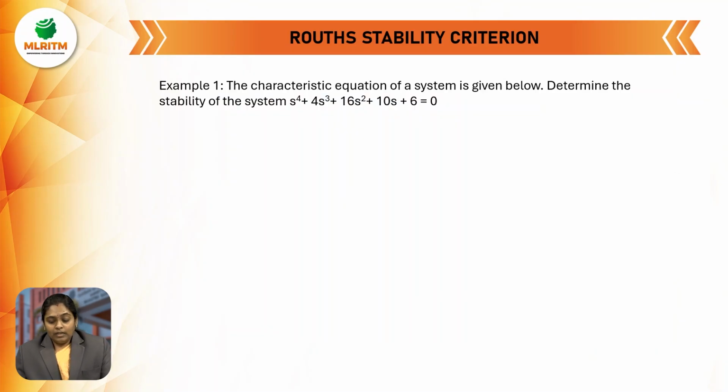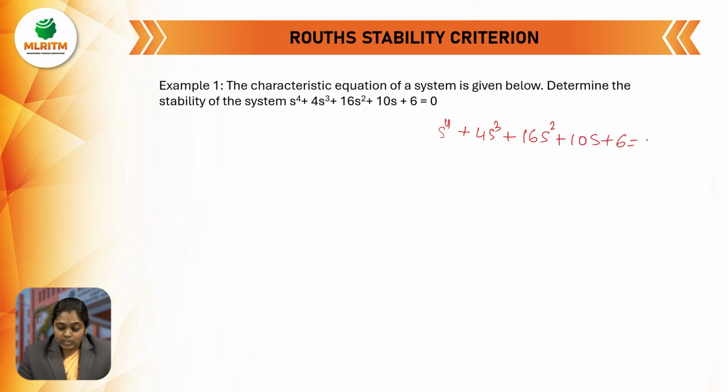So let me take an example, the characteristic equation. In this case, directly in the question itself, they have given the characteristic equation and we need to find out the system stability. The characteristic equation is s power 4 plus 4s cube plus 16s square plus 10s plus 6 equal to 0.